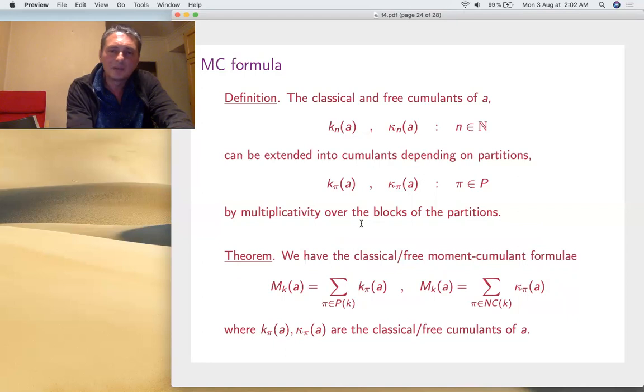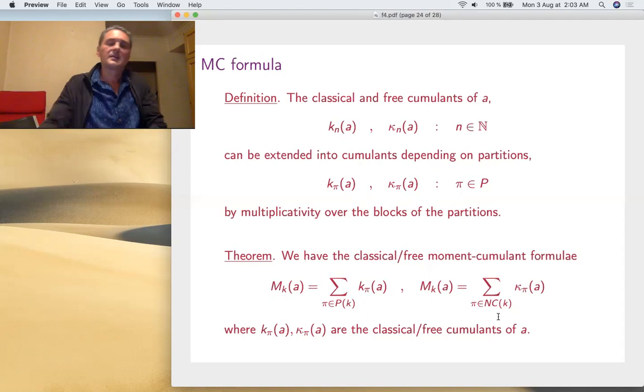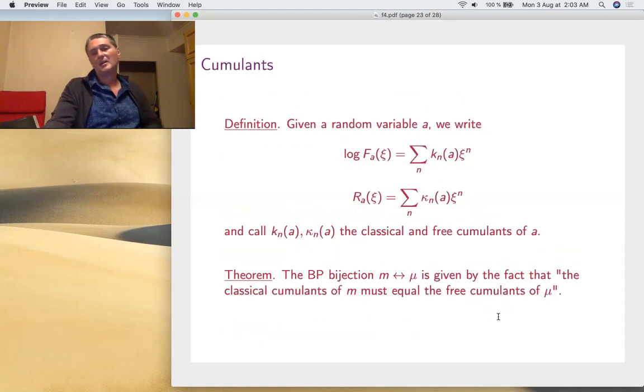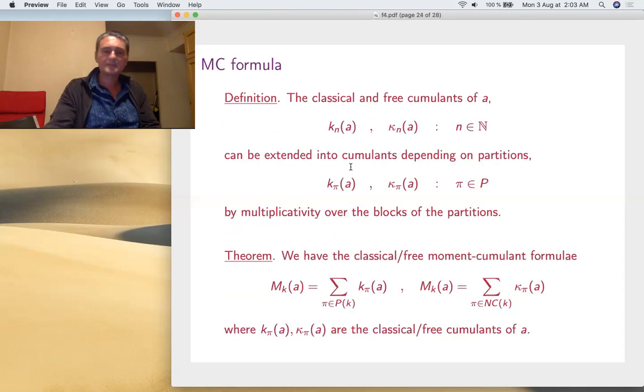With this, you can formulate the moment-cumulant formula, which tells you that the moments are just obtained by summing the cumulants. The subtlety is that in the classical case you need all the partitions, while in the free case, all the non-crossing partitions. So how to prove this? It's basically the Möbius inversion formula. You need to invert this thing here, so it comes from the Möbius inversion formula.